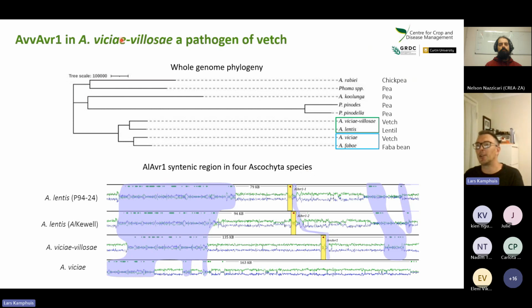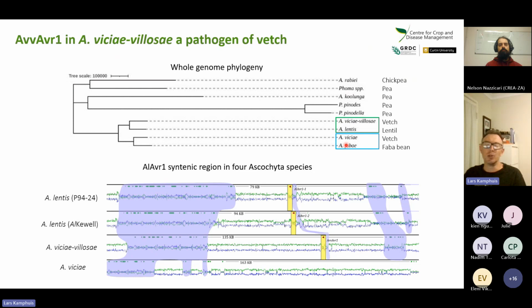But as I mentioned, there was a homologue in a related pathogen. An honours student in our team generated some whole genome sequence data sets using Oxford Nanopore. What she found when she was working with isolates from vetch and faba bean was that this Ascochyta vitiphila pathogen's genome is more closely related to Ascochyta lentis than it is to a related Ascochyta species called Ascochyta viciae, which can also cause disease on vetch. The latter is more closely related to Ascochyta fabae.